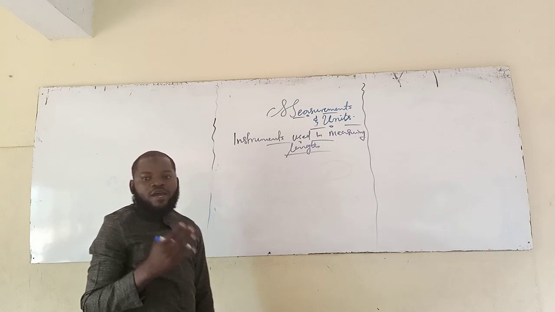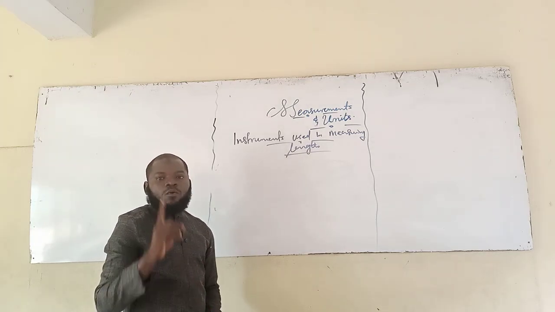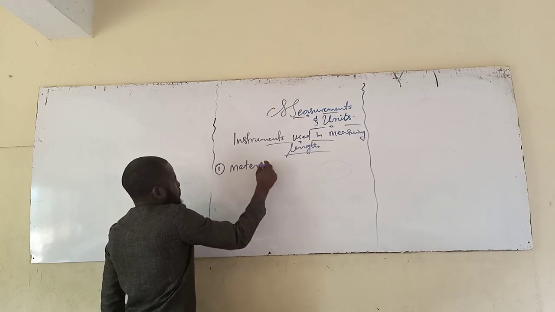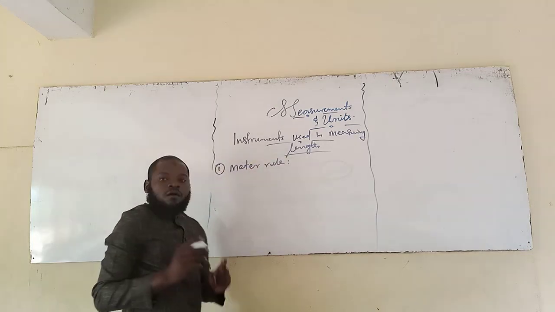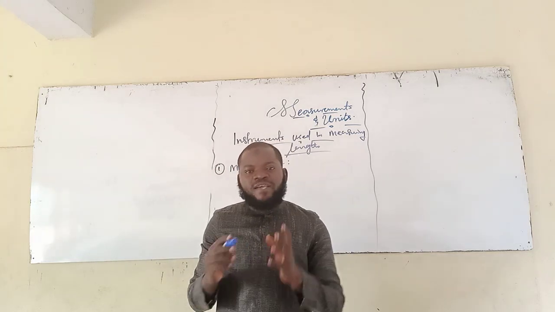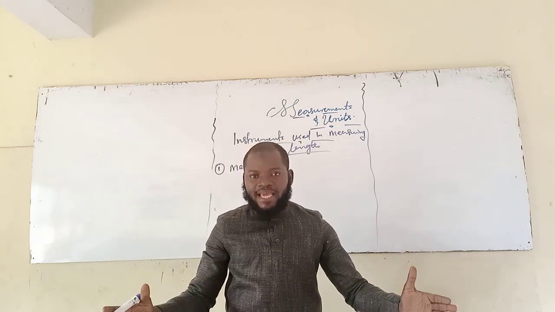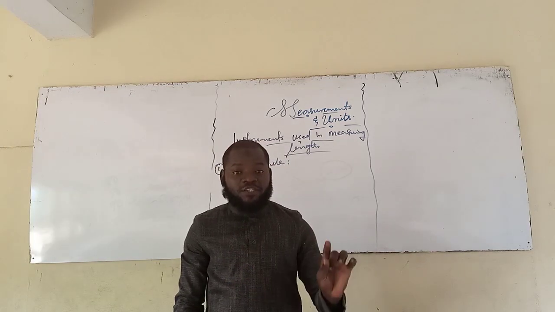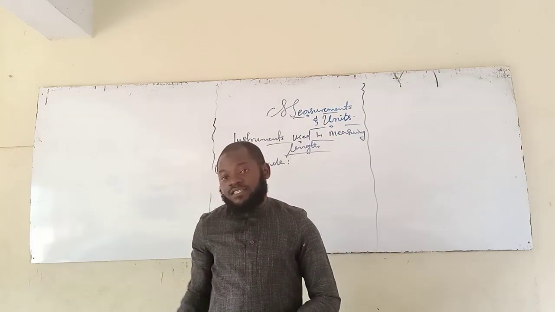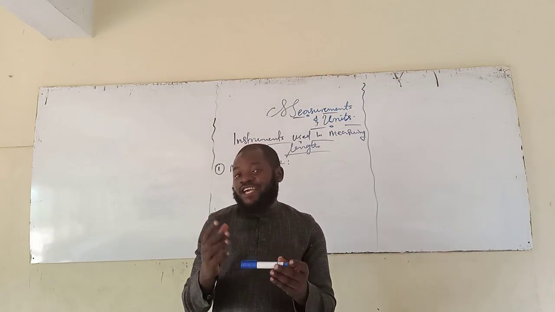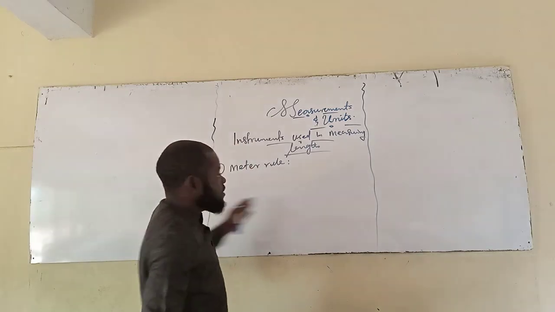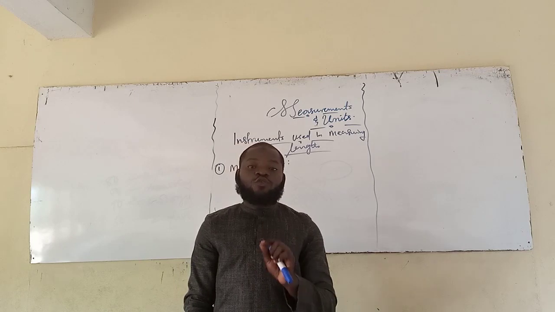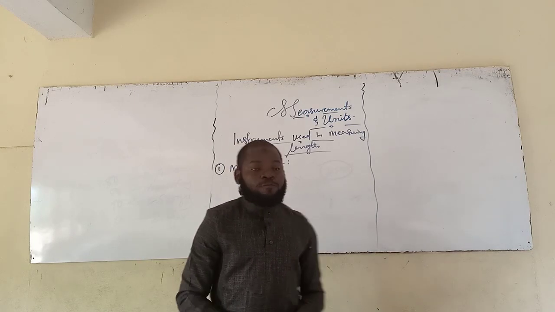When you think about instruments used in measuring length, one, we have a meter rule. A meter rule is used to measure long length. That's the first thing they want to ask you: do you know what they are using a meter rule to measure? Long length. For instance, if I want to measure the length of this marker, I can use a meter rule. If I want to measure the length of this ball, I can use what? A meter rule. The second thing they want to ask you is, do you know the reading accuracy of a meter rule?